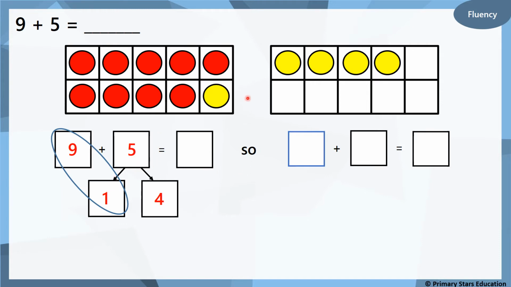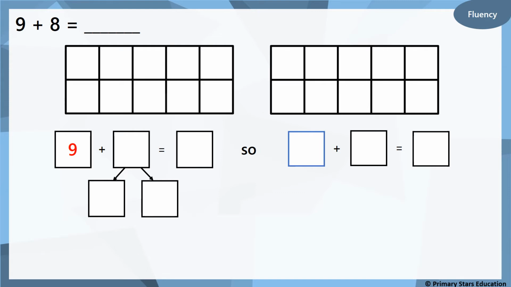So I know that I have made 10 on one tens frame, and then I have 4 more on my other tens frame. So then I can put in my head 10, 11, 12, 13, 14. Good job. 9 add 5 equals 14. So 10 add 4 equals 14. Let's have a go at another one.